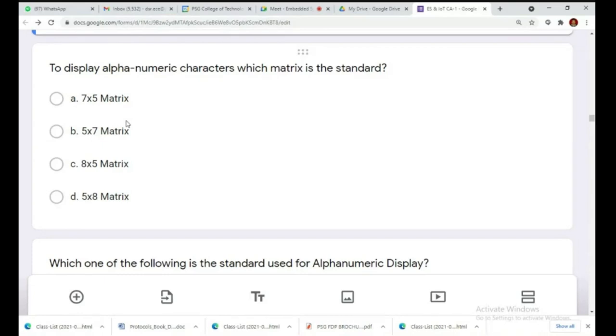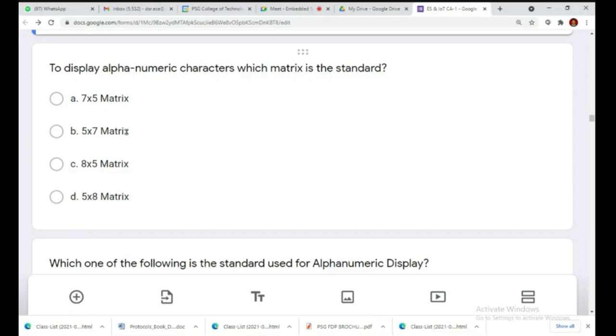So to display alphanumerical characters, which matrix is standard? 5 cross 7 matrix. That means 7 rows and 5 columns. So 7 5s are 35. With the help of a 35 LED matrix, all the uppercase letters like capital A to capital Z, all the lowercase letters like small a to small z, and all the special symbols like semicolon, colon, apostrophe, underscore, question mark, exclamation mark, all the ASCII characters can be displayed in such a way that a human being can understand. So the standardized matrix is 5 cross 7 matrix. If there is a 5 cross 7 matrix, then it is easy for any human being to understand all the alphanumerical characters.